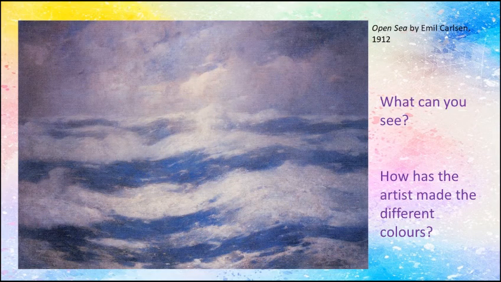Now look at the second painting by Emil Karlsson. What can you see in this painting? How has the artist made the different colours? The blues used aren't all the same shade, so how has he made the different shades of blue? Has he added anything to make these different shades? You can pause here for a moment while you have a think.